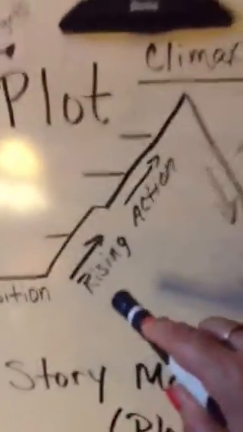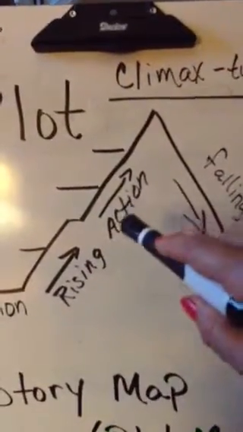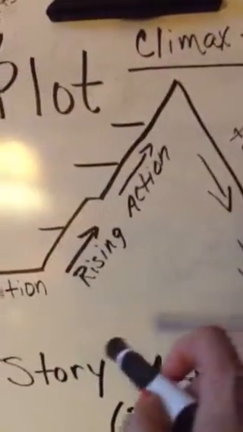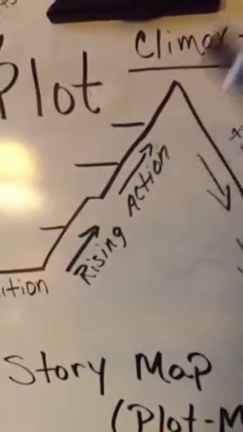Then we start seeing some of the actions of the story, and that's called the rising action. I've drawn a couple of points across the map here, so you can see some different main events that might occur during the rising action.